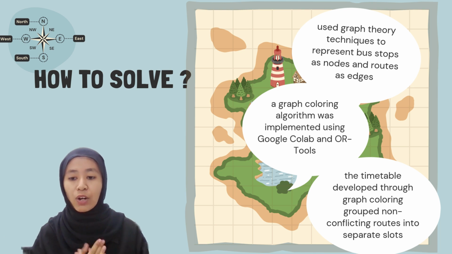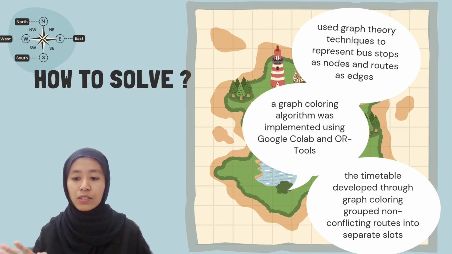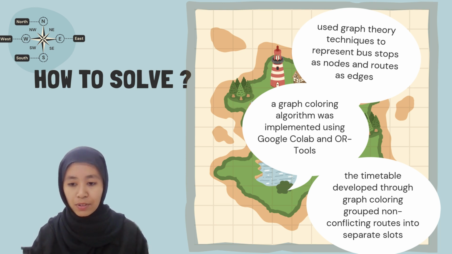This resulted in a conflict-free timetable that improved route coordination. Finally, for the third objective, which was to reduce bus bunching and terminal congestion, the timetable grouped non-conflicting routes into separate slots. This approach prevented multiple buses from arriving at busy terminals like Lebuh Pudu, Stesen LRT BK5 and Bandar Tasik Selatan at the same time. As a result, we achieved smoother bus flow, reduced waiting times, and optimized terminal operations.